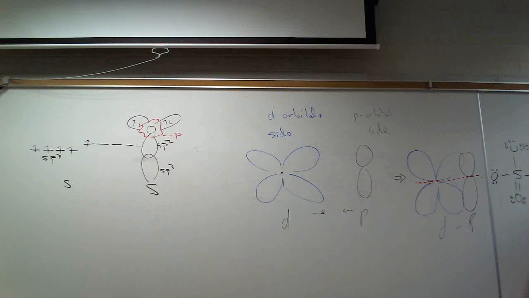In a sigma bond, the overlap is along the internuclear axis. You remember that? So what kind of bond is this? Is it a pi bond or a sigma bond? It'd be a pi bond. This is a pi bond. Yeah, it's a pi bond. It's not along the axis. This is called a dp pi bond.